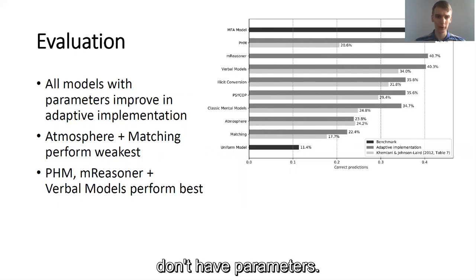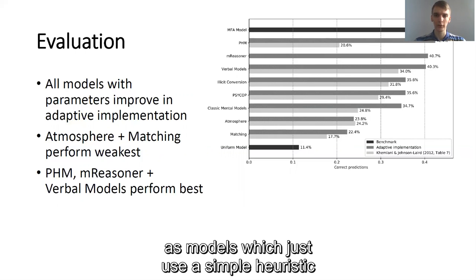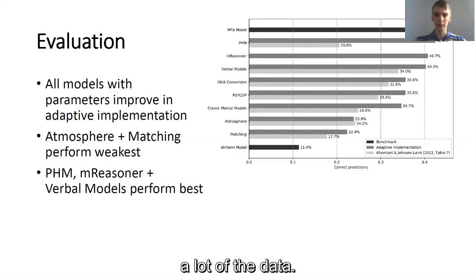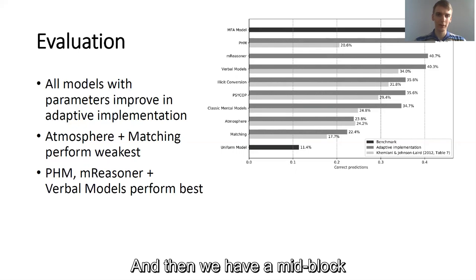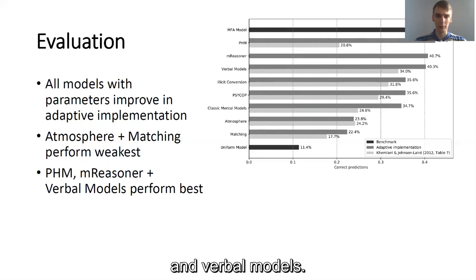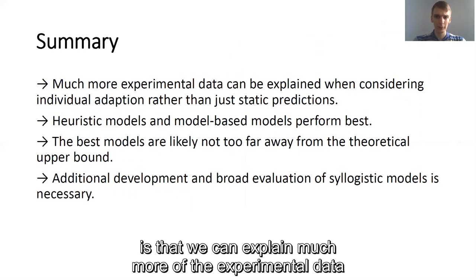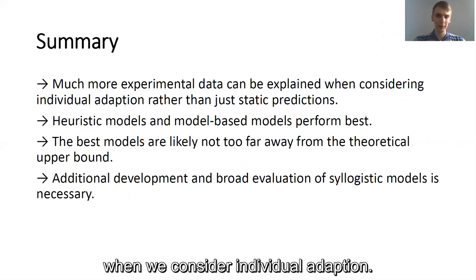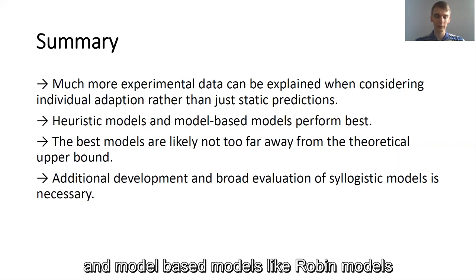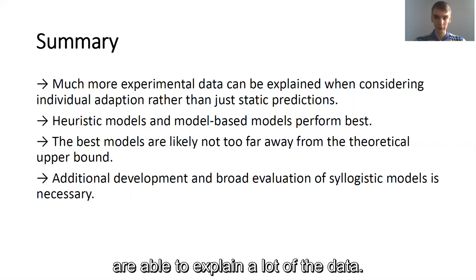So atmosphere and matching, for example, don't have parameters. And they are also the weakest models, as models which just use a simple heuristic that is not capable of predicting a lot of the data. And then we have a mid block with illicit conversion, psychop, and the classic mental models. And the best models are PHM, mReasoner, and verbal models. So we can explain much more of the experimental data when we consider individual adaptation. We have also seen that both heuristic models like PHM and model-based models like verbal models and also mReasoner as a mix between the two are able to explain a lot of the data.